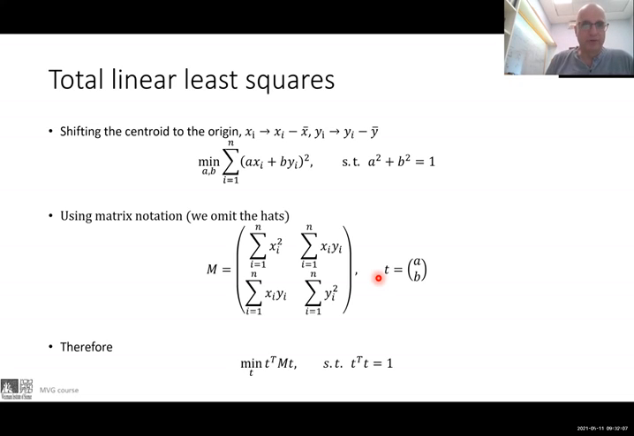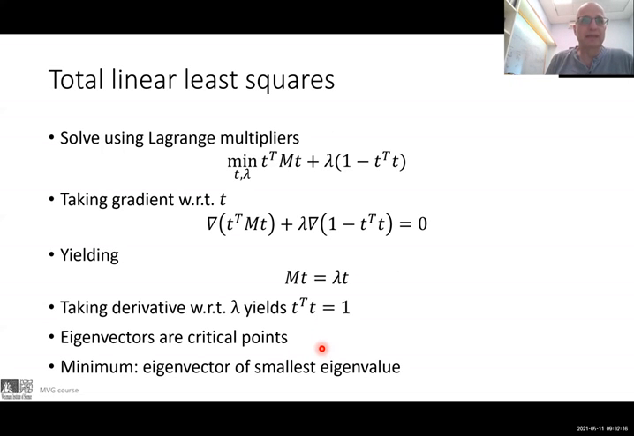Now we want to solve this quadratic equation, and you must be familiar with this. The solution should be an eigenvalue problem. Let's see how. First we write this as a Lagrange multipliers problem. Minimize over T and lambda, the Lagrange multiplier, the objective T transpose M T plus lambda times the constraint. The constraint is 1 minus T transpose T, because we wanted T transpose T to be equal to 1.